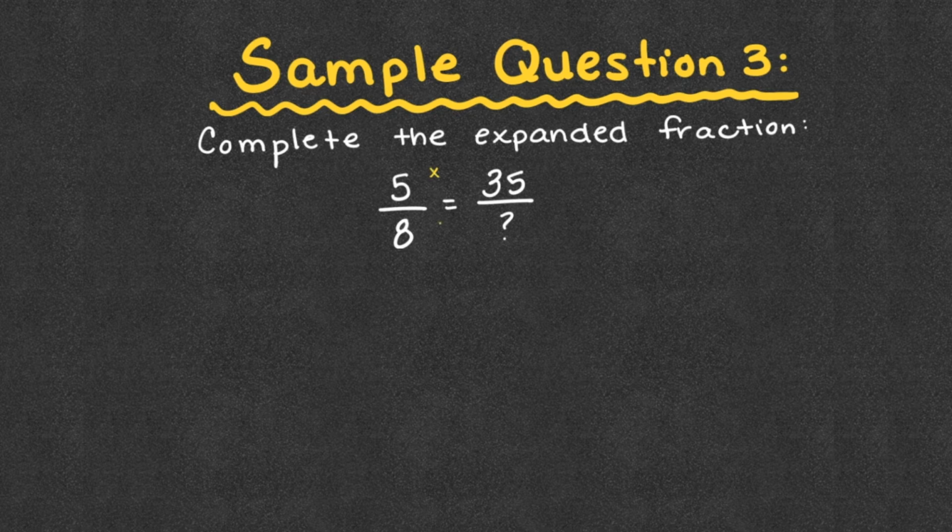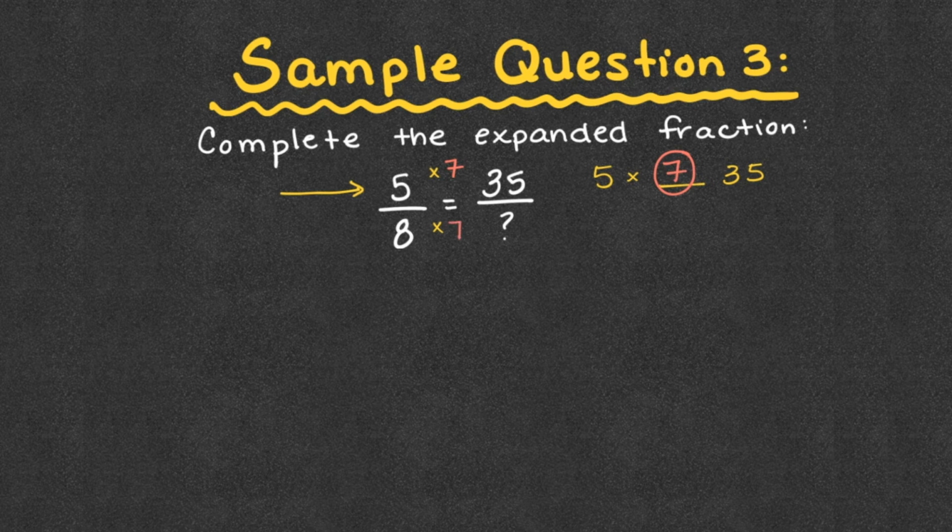So both of these numbers, the 5 and the 8, the numerator and denominator, are multiplied by the same number. So what we're really thinking is 5 times what equals 35. We focus on the numerator because we have two sets of numerators, which means we can figure out what we call our multiplier. What was our numerator multiplied by? So I know that 5 times 7 is equal to 35. So we must have a 7 as our multiplier.